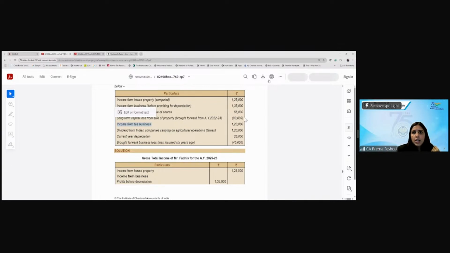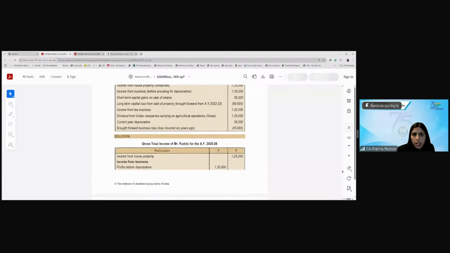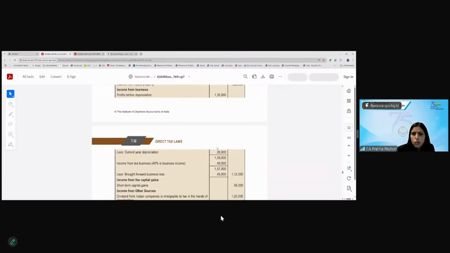Then current year depreciation, you will set off against the profit before depreciation, right? We'll set off the current year depreciation. And then we have brought forward business loss, so we'll set off that as well. So it is a very simple question, right? It's nothing technical. Sometimes you think how an ICAI exam question can be so simple, isn't it? But sometimes ICAI can ask you simple questions also, right?